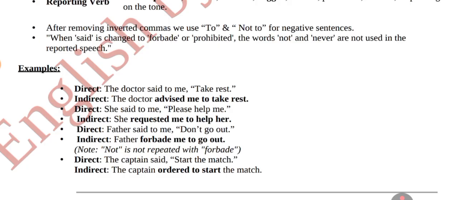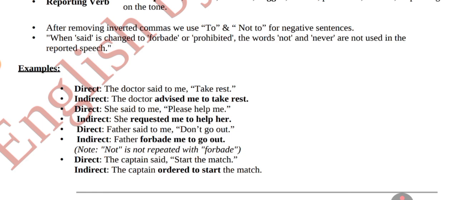Third example here is, father said to me, don't go out. The father is advising and also forbidding you. Then you will use forbade here. You will remove your said to. Father forbade me. Then you remove your inverted commas and you will use to and the remaining part of the sentence.